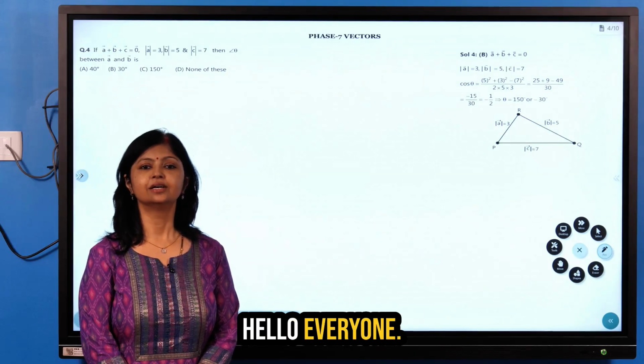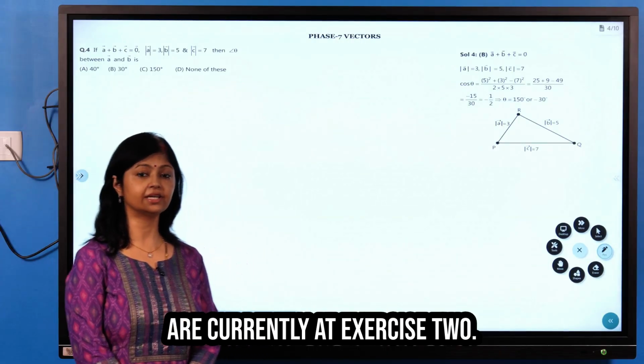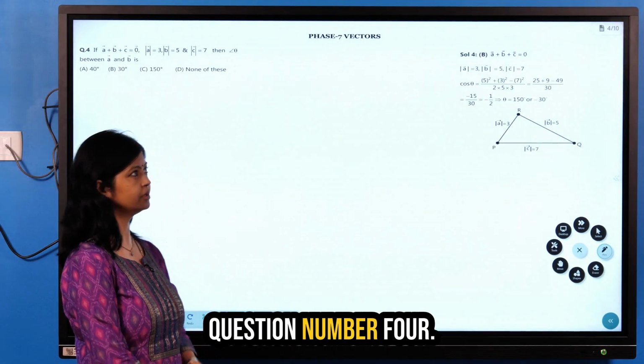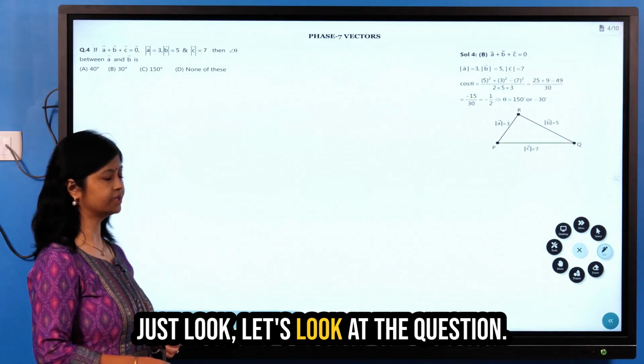Hello everyone. We are looking at the chapter Vectors from Phase 7, and we are currently at Exercise 2, question number 4. Let's look at the question.